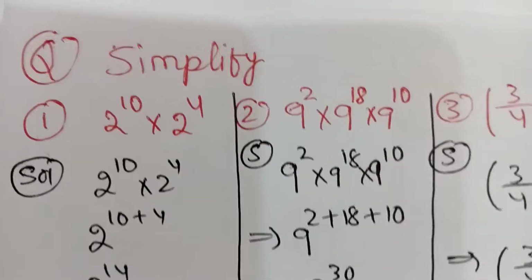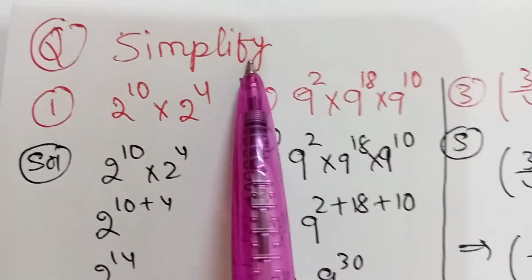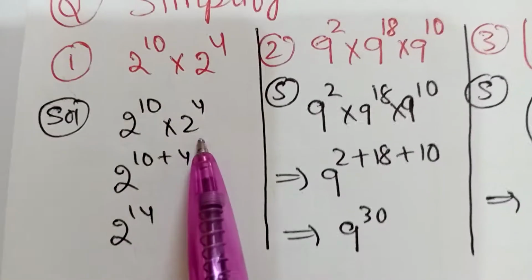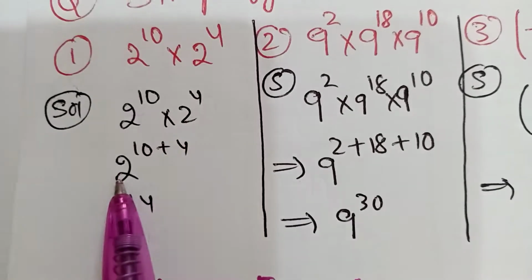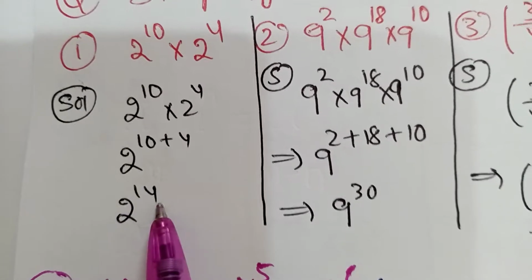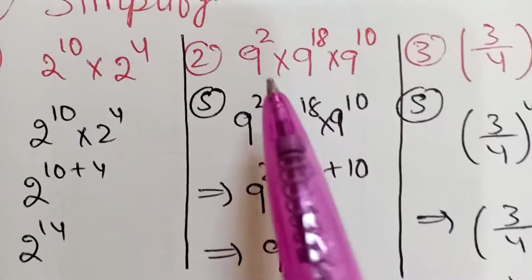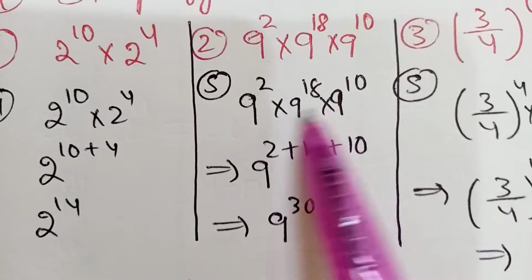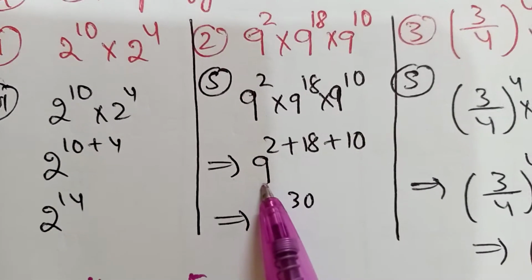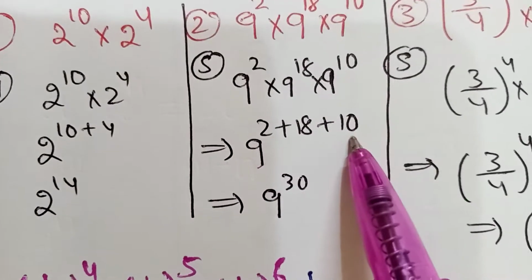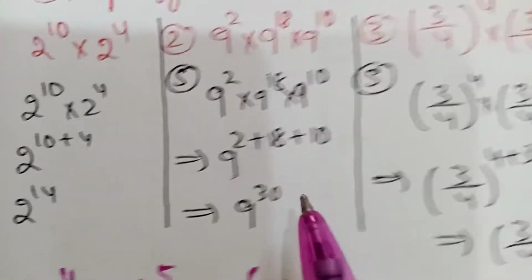Okay. Next, simplify 2^10 into 2^4. So bases are same, power should be added. 2^(10+4), 2^14. Next, 9^2 into 9^18 into 9^10. Bases are same. Write 9 one time. 2 plus 18 plus 10, 30.